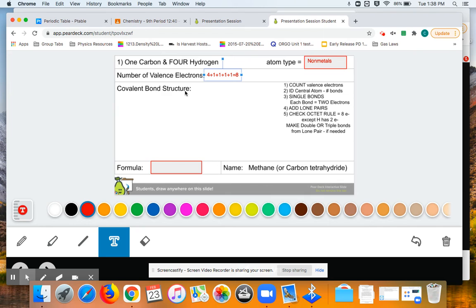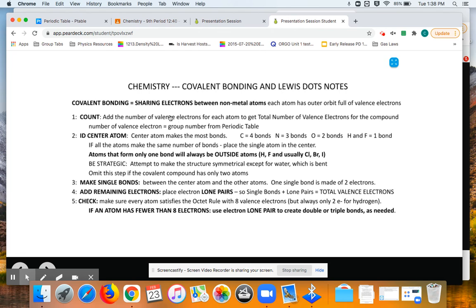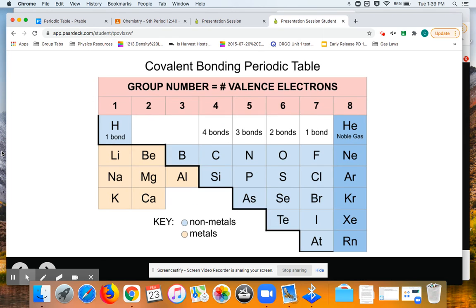Full stop. That's it. Next is the covalent bond structure. So step number 2 says identify the central atom. So basically, how you do that is this. The center atom makes the most bonds. If all the bonds make the same number, place a single atom in the center. Atoms that only form 1 bond will be on the outside. If you need to pause and read this, do that. And then this says, be strategic. Attempt to make the structure symmetrical, meaning you have one thing in the middle and then the things that surround it. It'll make more sense after we draw this.